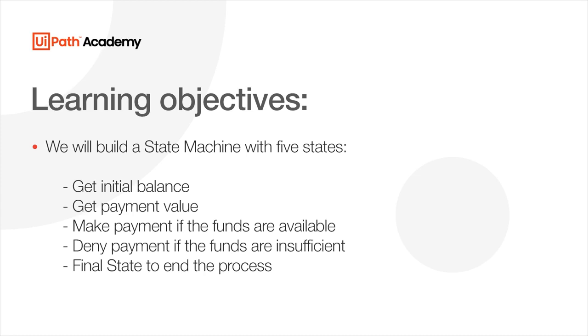To achieve this, we'll build a state machine with 5 states: get initial balance, get payment value, make payment if the funds are available, deny payment if the funds are insufficient, and a final state to end the process.